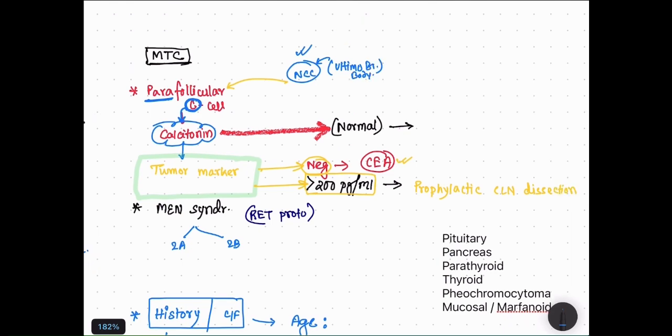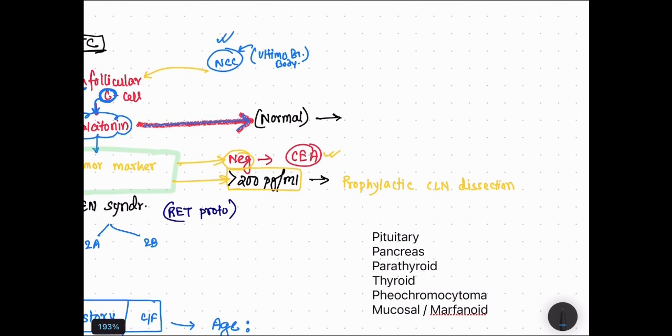Now supposing sometimes what happens, this calcitonin tumor marker is normal. Yes, we have to go for CEA. But what we can also do here to increase the calcitonin secretion is what is known as pentagastrin stimulation. We give pentagastrin to those patients who develop MTC but the calcitonin level is normal, then this pentagastrin stimulation will increase calcitonin. The calcitonin level will be increased.